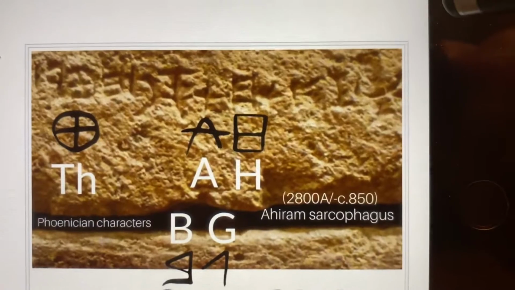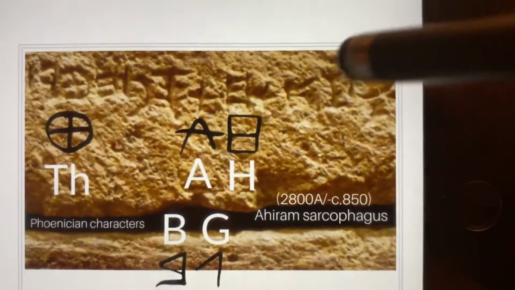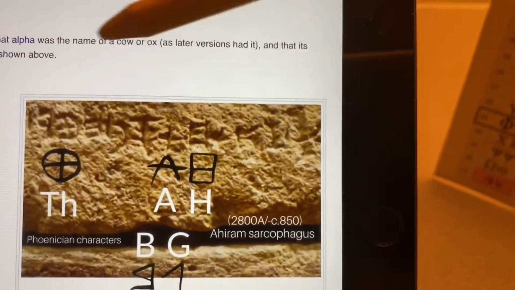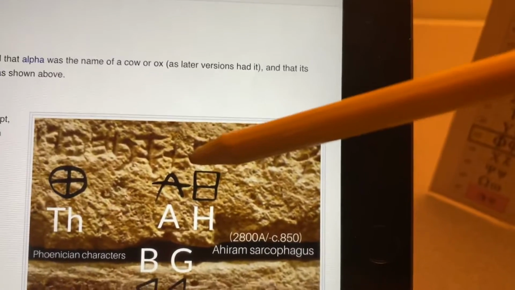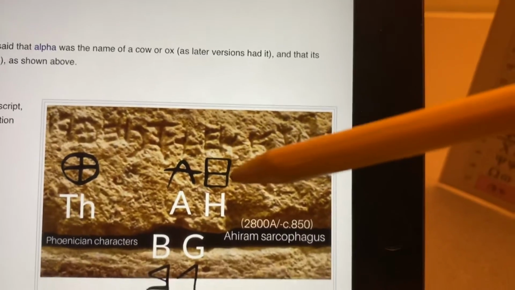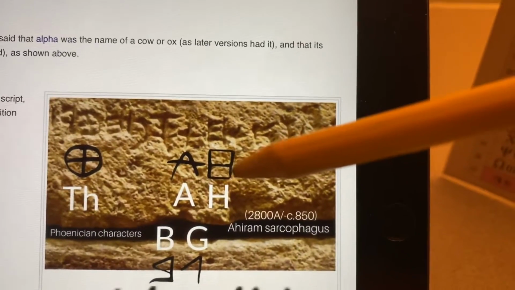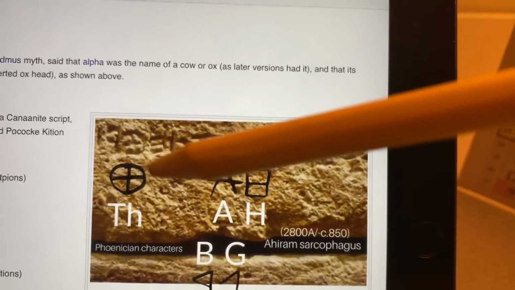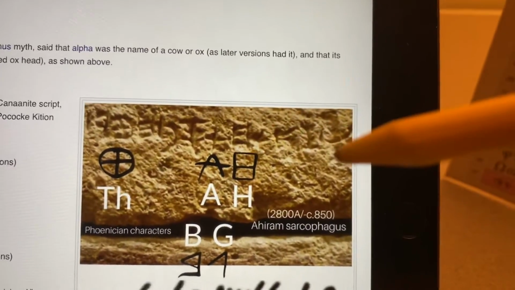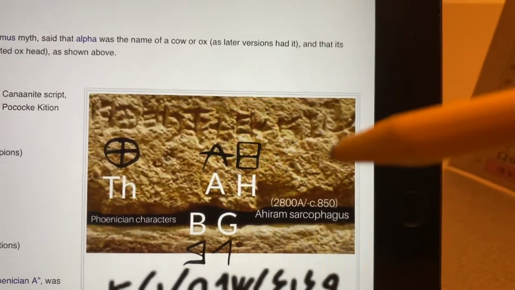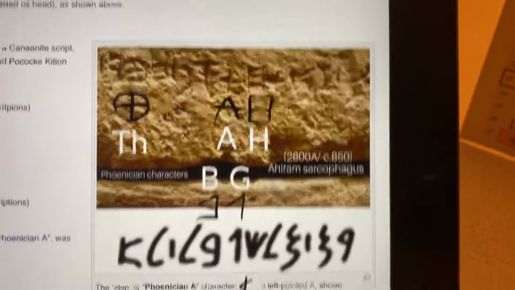And that is shown here carved on the Ahiram sarcophagus, where we see the Phoenician A pointed sideways on top of the Phoenician het symbol. And over here we see the theta symbols. This is one of the oldest inscriptions of Phoenician letters in a 35-word sentence to date.